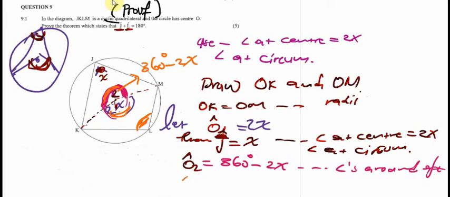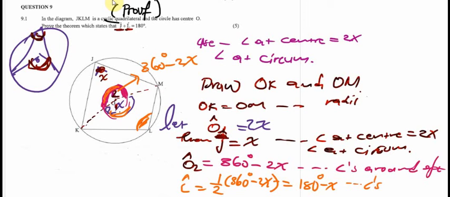So angle O2, so angle L will be equal to half of 360 degrees minus 2x, which equals 180 degrees minus x. The reason is still the same: angle at center equals 2 times the angle at circumference.